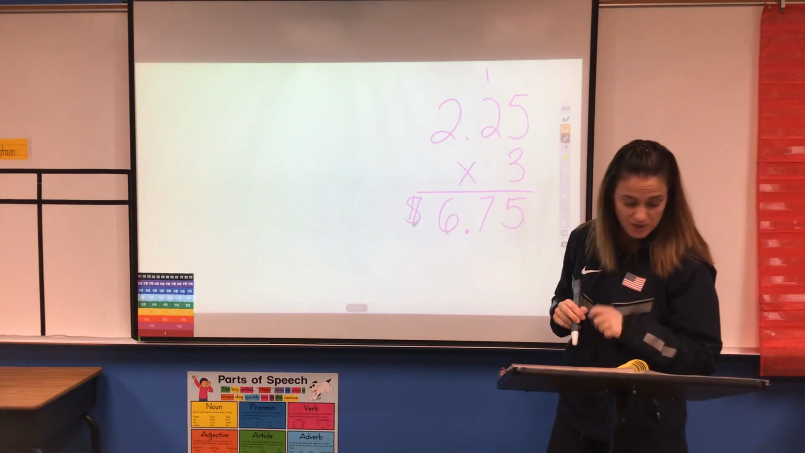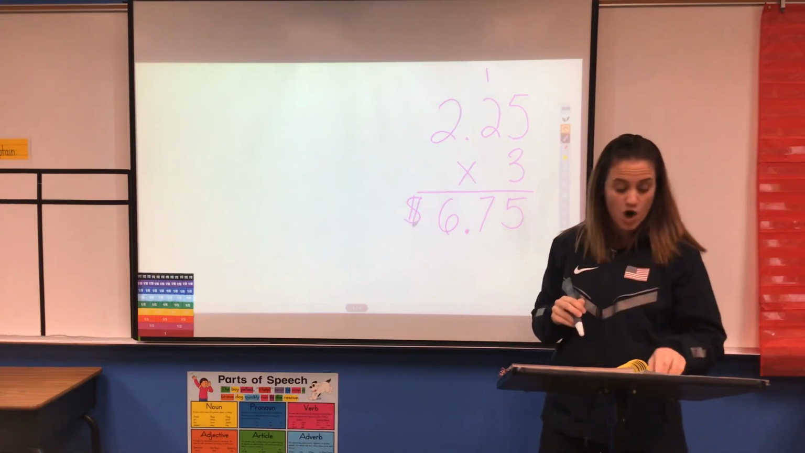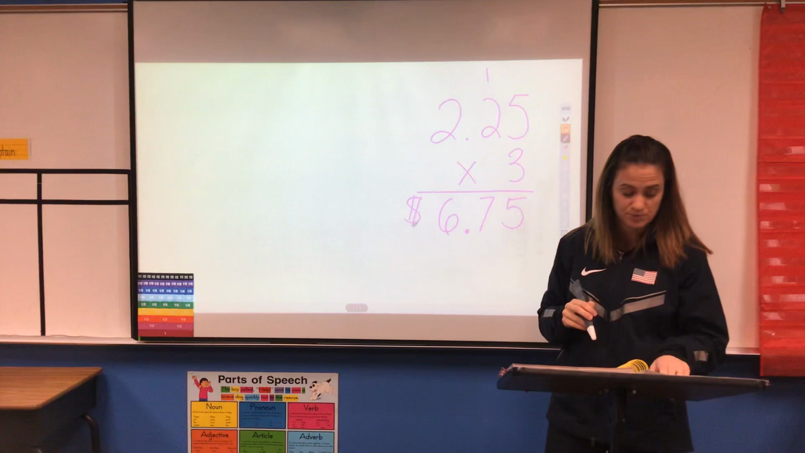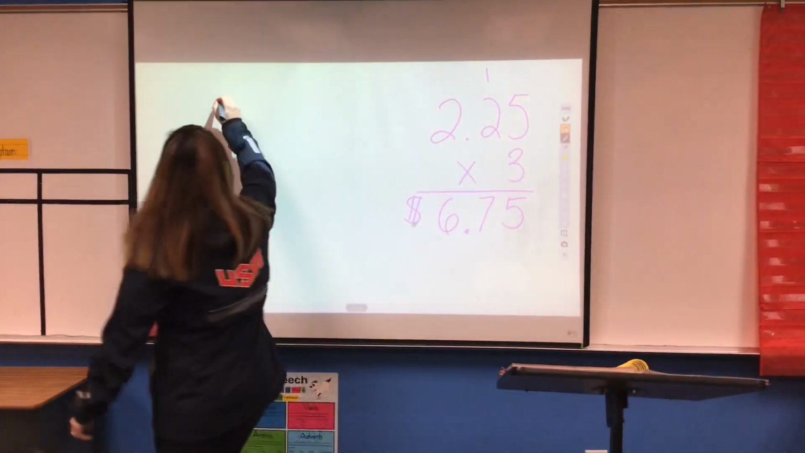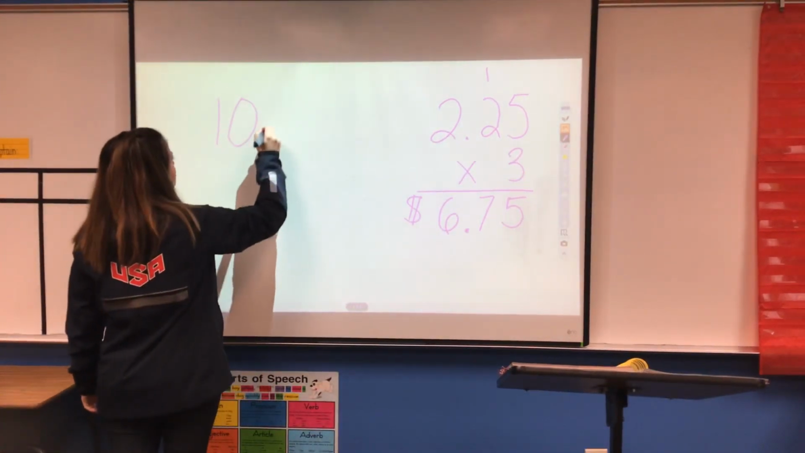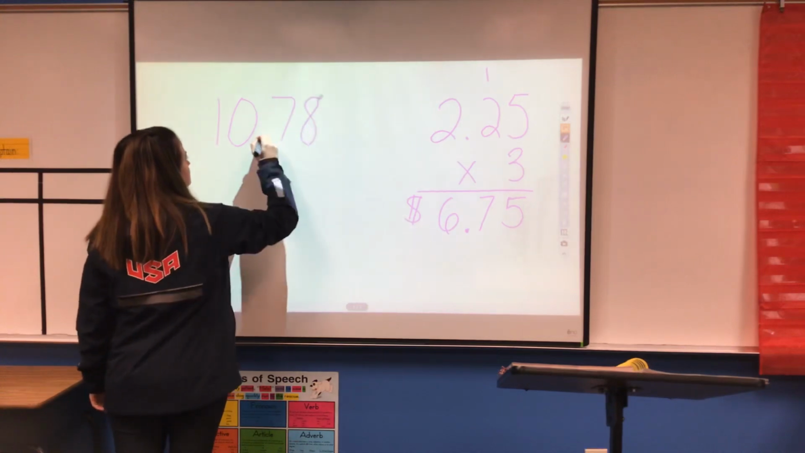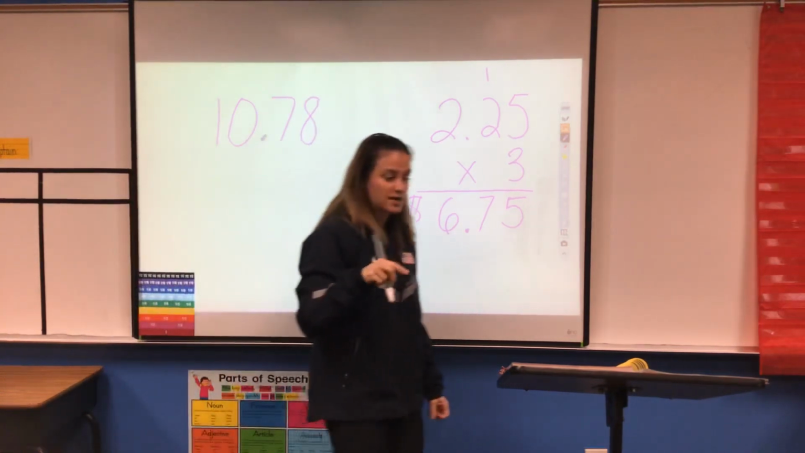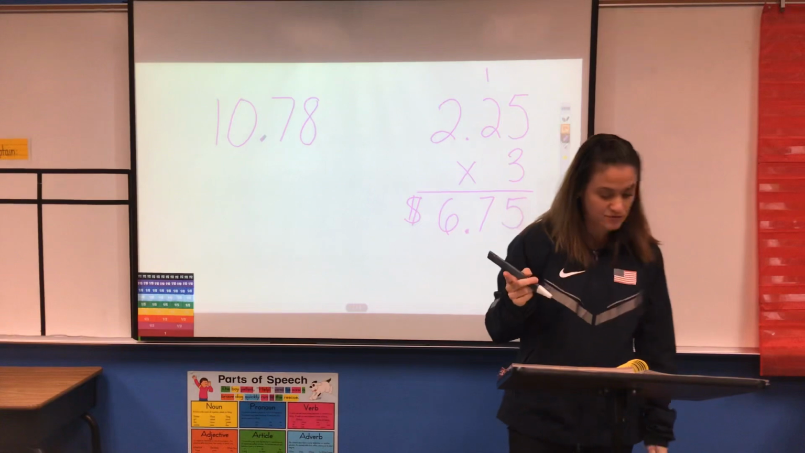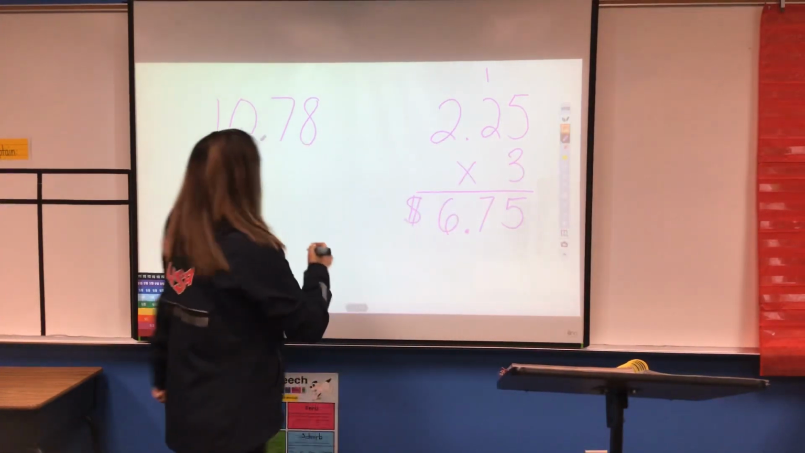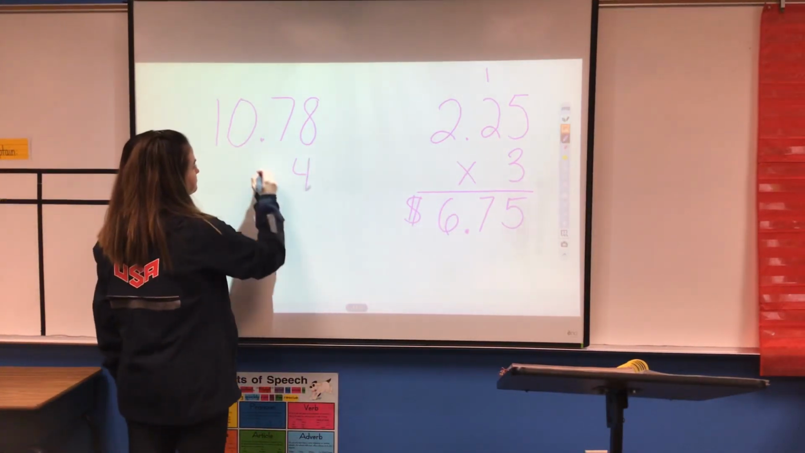We're going to go ahead and do a couple more problems together. In our practice book, they give us a problem, and in our hard book, they give you a second example: $10.78 times 4. If you want to work this one with me, go ahead and get scratch paper or use the app if you have one on your iPad.